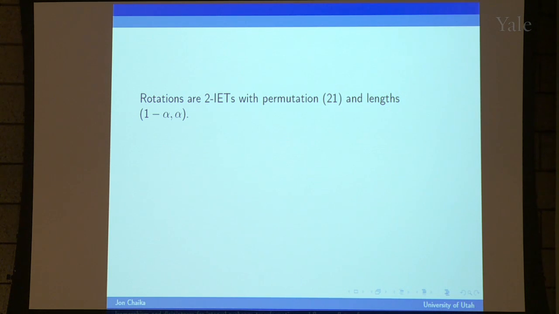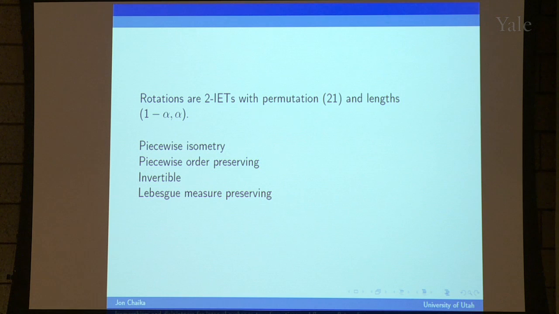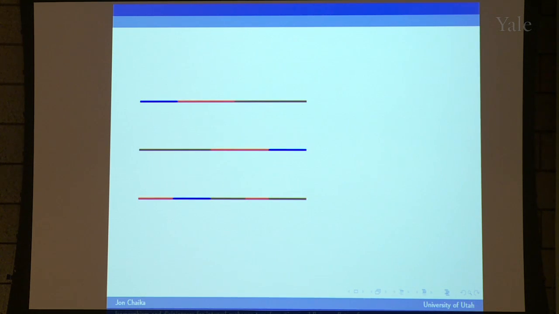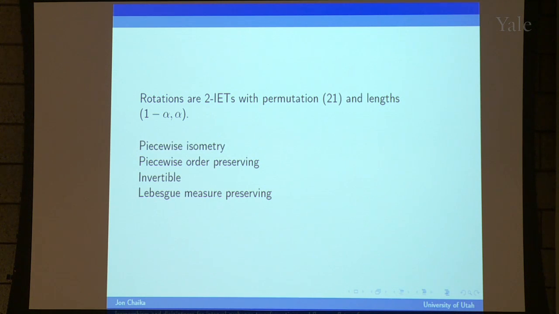So rotations are order-preserving isometries that preserve Lebesgue measure and are really nice systems. Similarly, interval exchange transformations are piecewise isometries. They might actually be discontinuous. It's not hard to see that this picture we saw above actually is discontinuous. And they're piecewise isometries. They're piecewise order-preserving, and they're invertible.